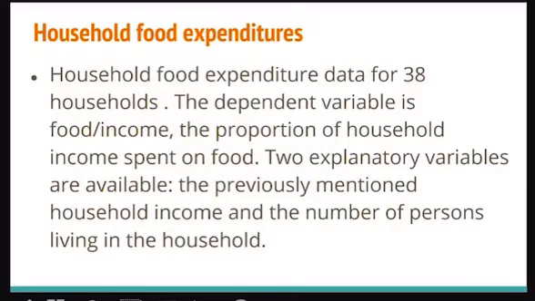Now, I want to go into another example. I want to go into household food expenditures. The household food expenditure data is for 38 households. The dependent variable is food divided by income. Take a look at that. When you see food divided by income, you know what that means? The proportion of household income spent on food.